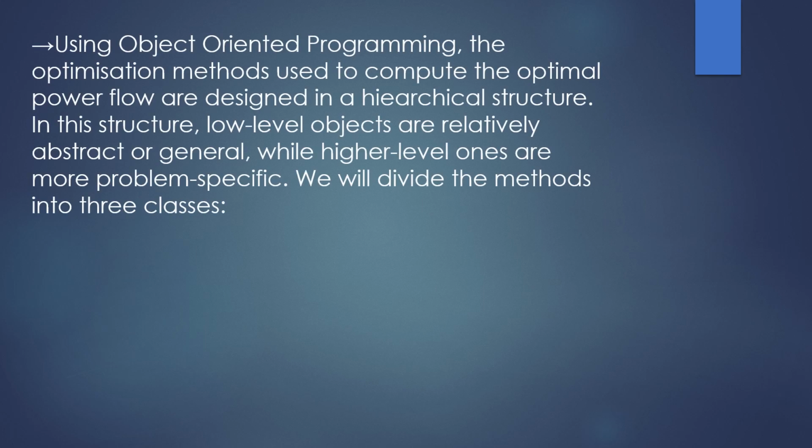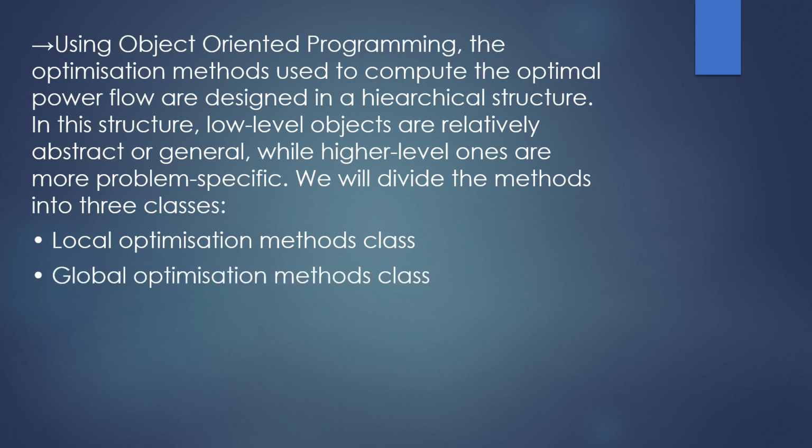Using object-oriented programming, the optimization methods used to compute the optimal power flows are designed in an inheritance structure. In this structure, low-level objects are relatively abstract or general, while higher-level ones are more problem-specific. We will divide the methods into three classes: local optimization method classes, global optimization method classes, Newton's type method classes.